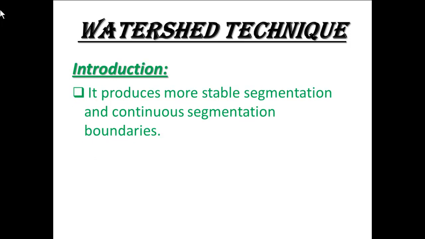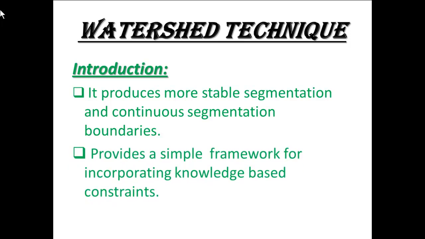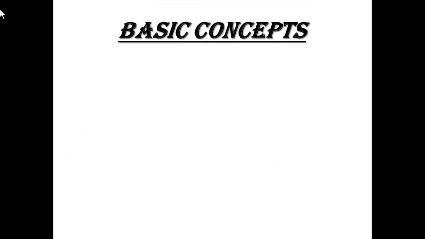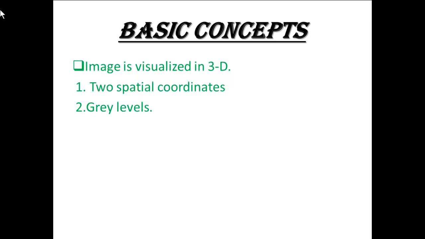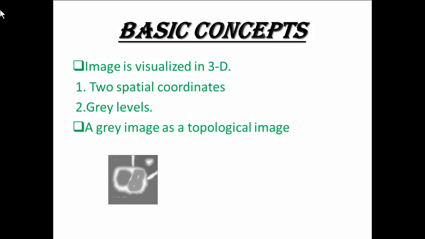Now the next point of thresholding is watershed techniques. Introduction. It produces more stable segmentation and continuous segmentation boundaries. It provides a simple framework for incorporating knowledge-based constraints. Basic concepts. The image is visualized in 3D: 2 spatial coordinates and gray levels, a gray image as a topographical image.